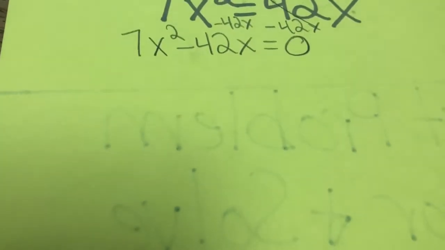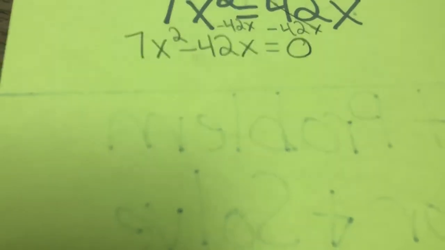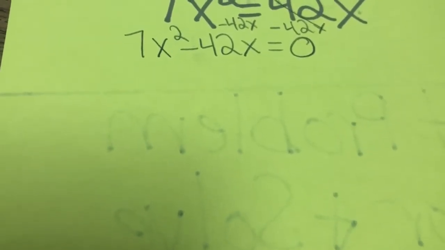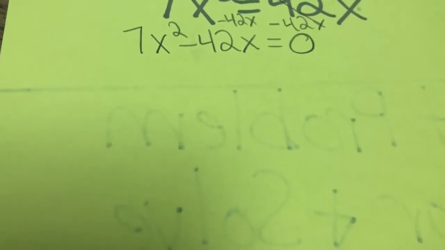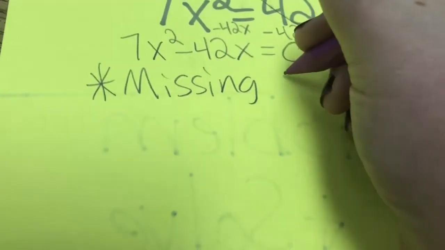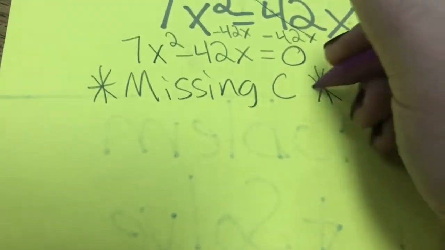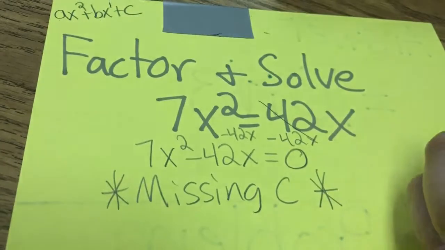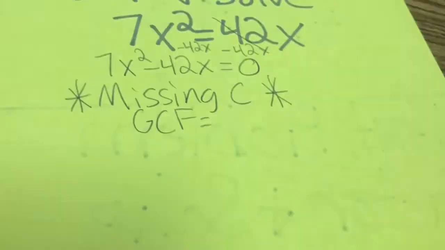Now, a few days ago, we determined that if we had a b or c missing, that we would solve a certain way. So if we have a c missing, because we don't have that typical constant that doesn't have a variable with it, we're going to factor by using our GCF, or our greatest common factor.